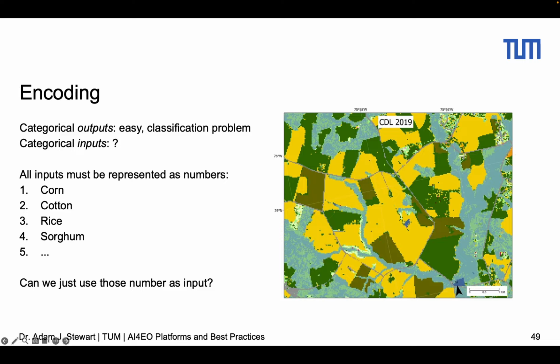What happens if you have a categorical input? So the input to your model has categories. I mentioned that all of our inputs have to be represented as numbers.